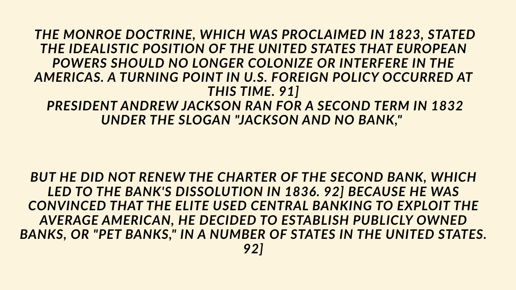President Andrew Jackson ran for a 2nd term in 1832 under the slogan, "Jackson and no bank," but he did not renew the charter of the Second Bank, which led to the bank's dissolution in 1836. Because he was convinced that the elite used central banking to exploit the average American, he decided to establish publicly owned banks, or pet banks, in a number of states in the United States.